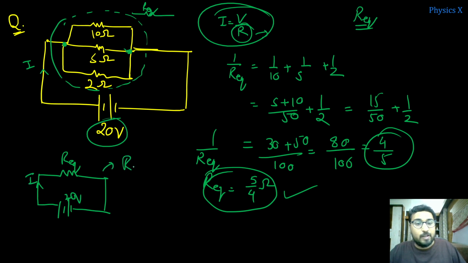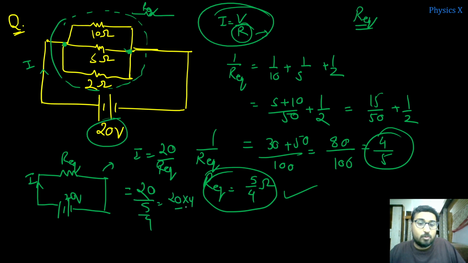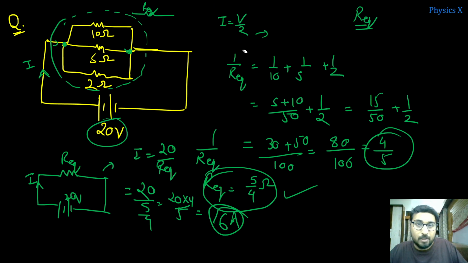So you know that R equivalent is nothing but 20 upon I, sorry, I have written this wrong. So you can write that I is nothing but 20 upon R equivalent. You have found the value of R equivalent, which is 5 by 4. So this is nothing but 20 into 4 by 5, which is 16 amperes. So that means 16 amperes is the total current which will be going here. This is the solution for this particular question, that a 16 ampere current is flowing in this case.